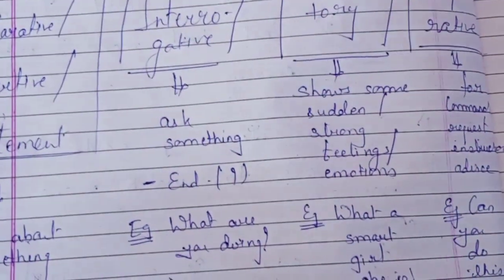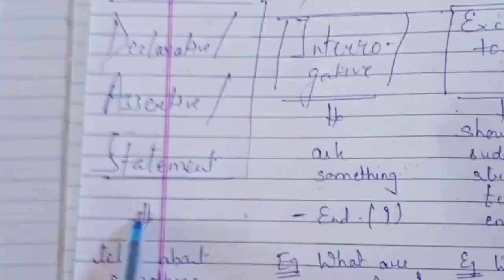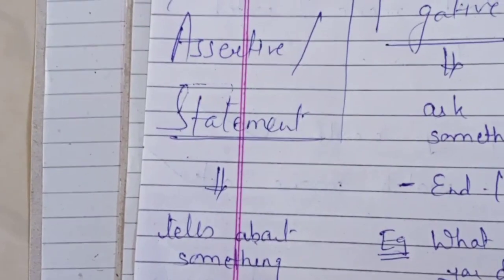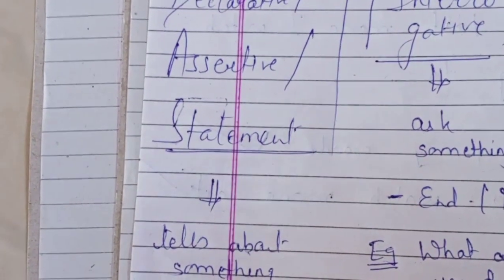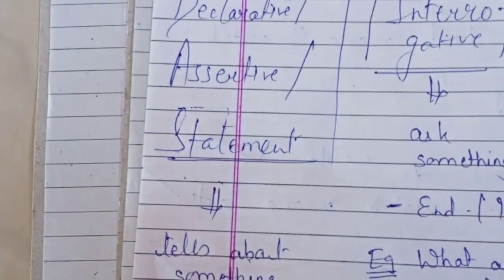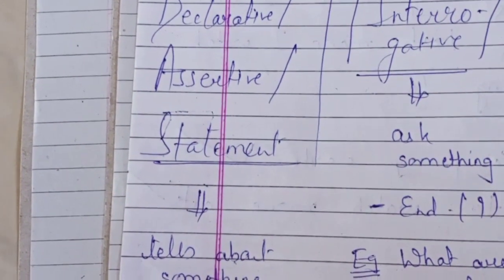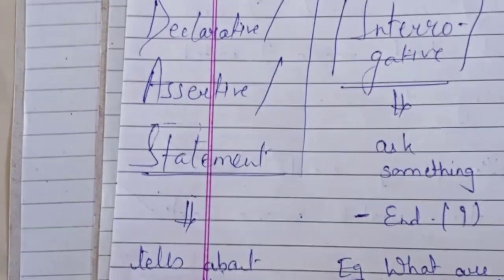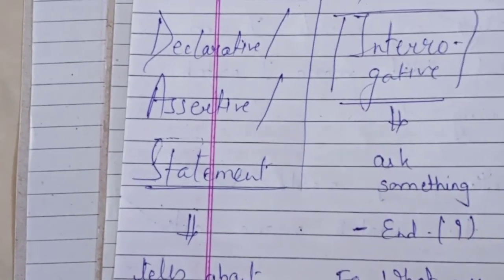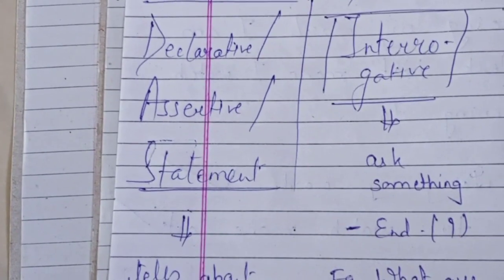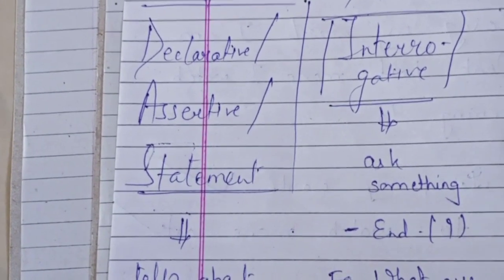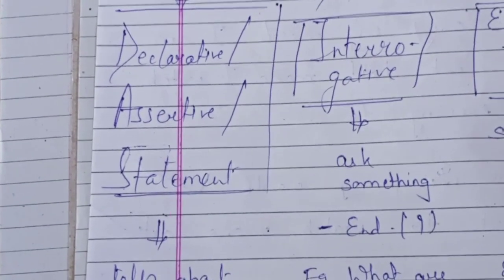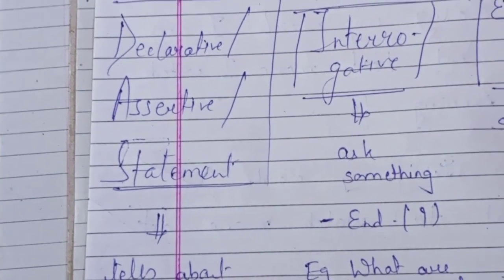Now we are starting with the first one, declarative. Declarative sentence. You can say assertive sentence. You can say statement even. This is the declarative sentence, our first kind of sentence. A declarative sentence tells about something. In this sentence, the first letter must be in capital, and at the end, you can find a full stop.